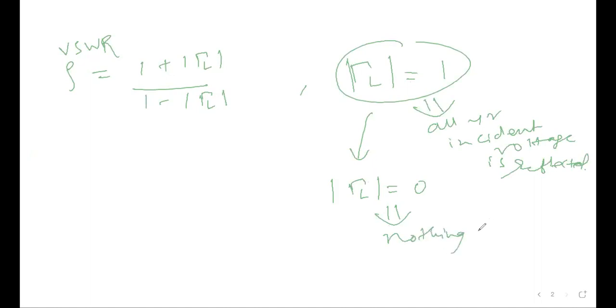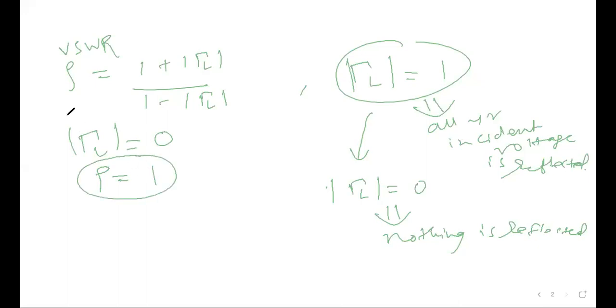No power is reflected. Students, are you all getting this? Yes, sir. Okay. So when mod of gamma L is 0, that means there is no reflection on the line. So our VSWR will be what? 1. So that is why we say this is an indicator of reflection on the line, right?